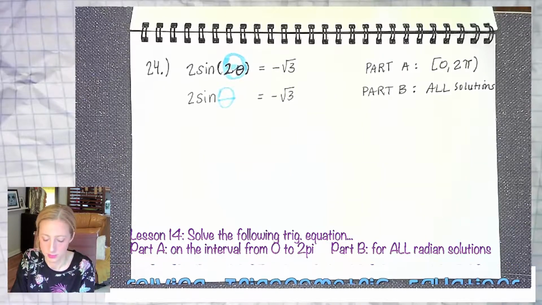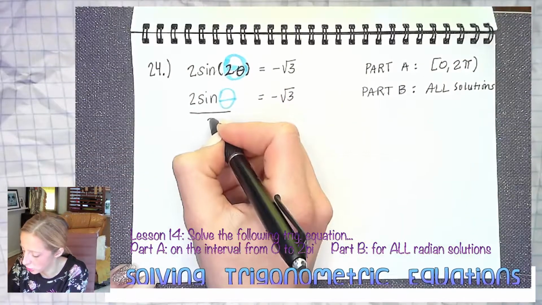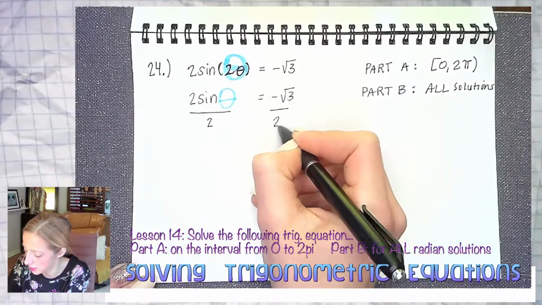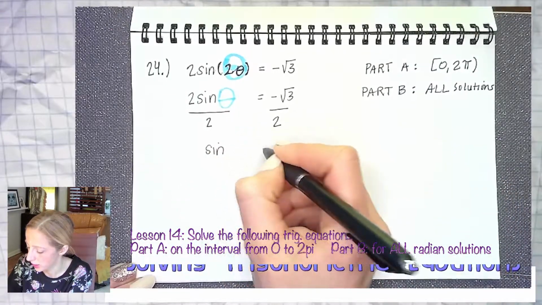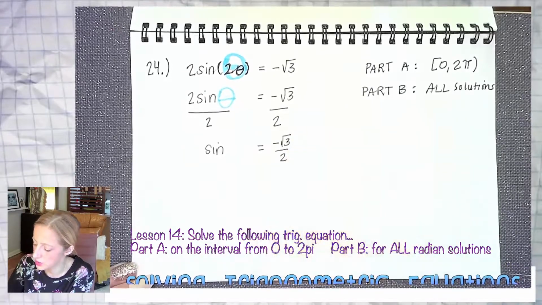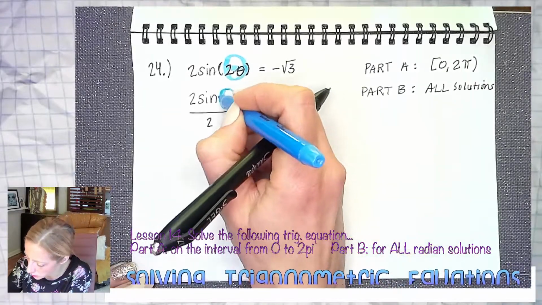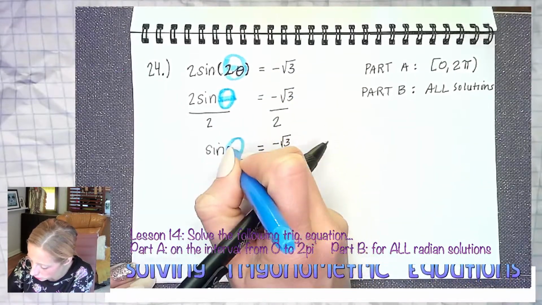Would you divide by 2? Yeah, I would definitely divide by 2. Good. So if we divide by 2, we're peeling away those layers. We want to get sine theta alone so we could figure out theta. Sine blue theta is negative root 3 over 2. So right now, this isn't so bad, right? This looks pretty standard, like something we've been working on.